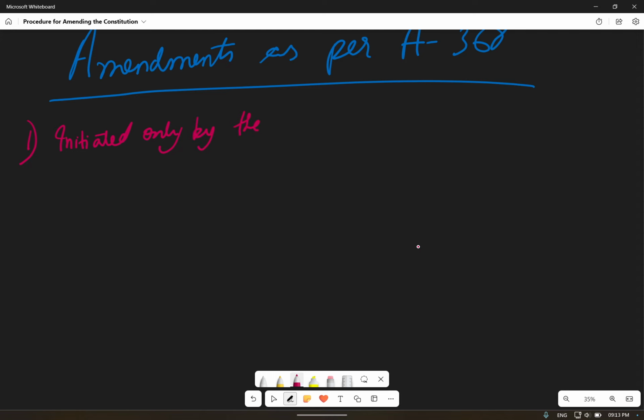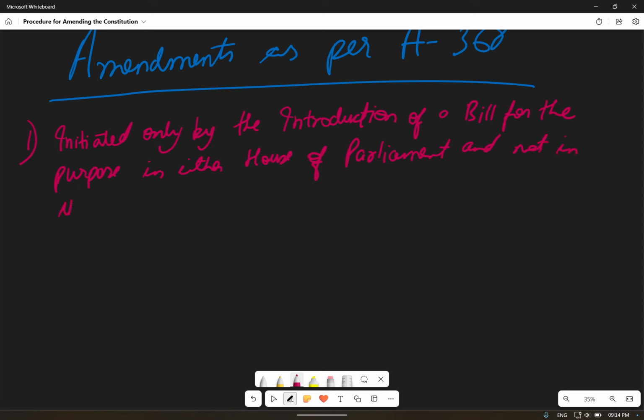only by the introduction of a bill for the purpose in either house of parliament. It can be Rajya Sabha also, it can be Lok Sabha also, and not in the state legislature. It should be within the parliament.